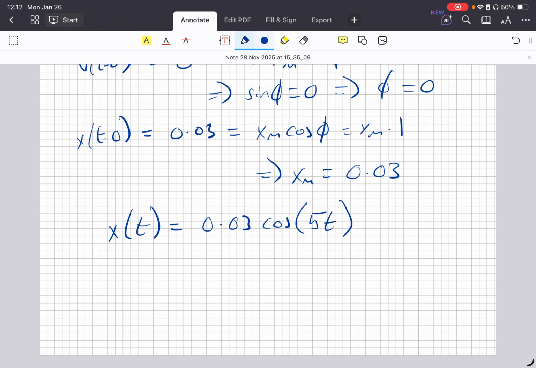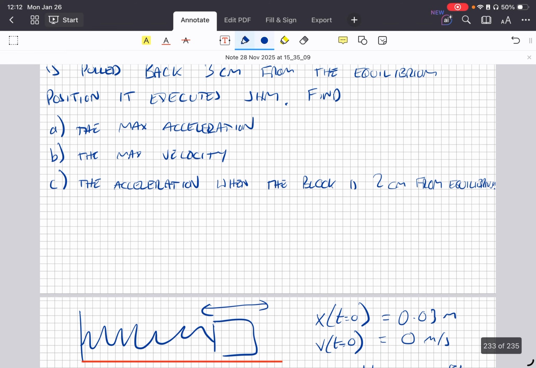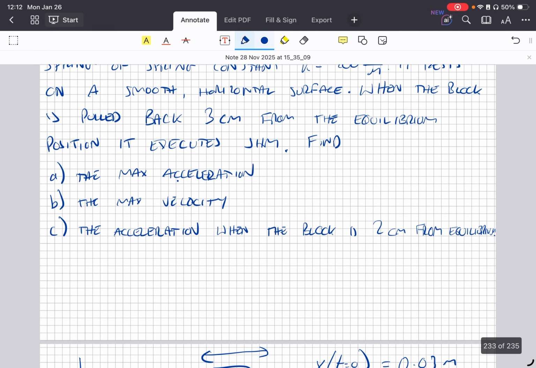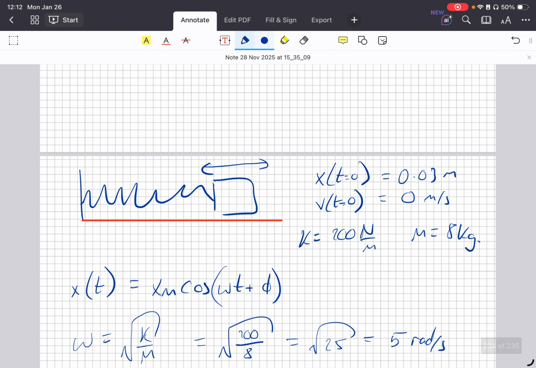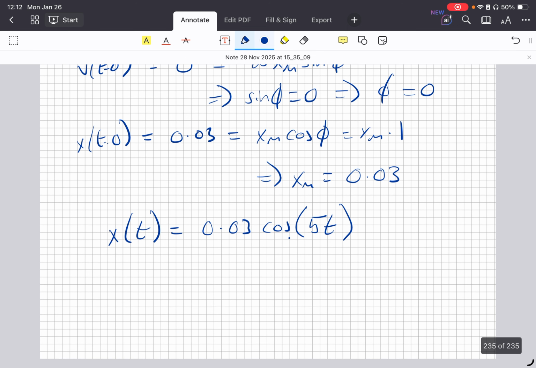Okay, let's get back now to the question. What's it actually asking us to compute? We're asked to find the maximum acceleration and the maximum velocity. So from this formula, we can compute them. We simply have to differentiate this expression with respect to time to get the velocity and the acceleration.